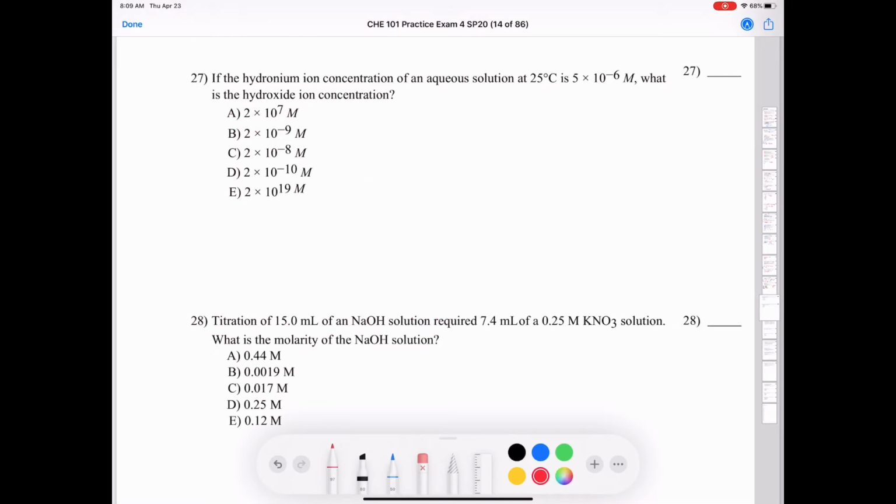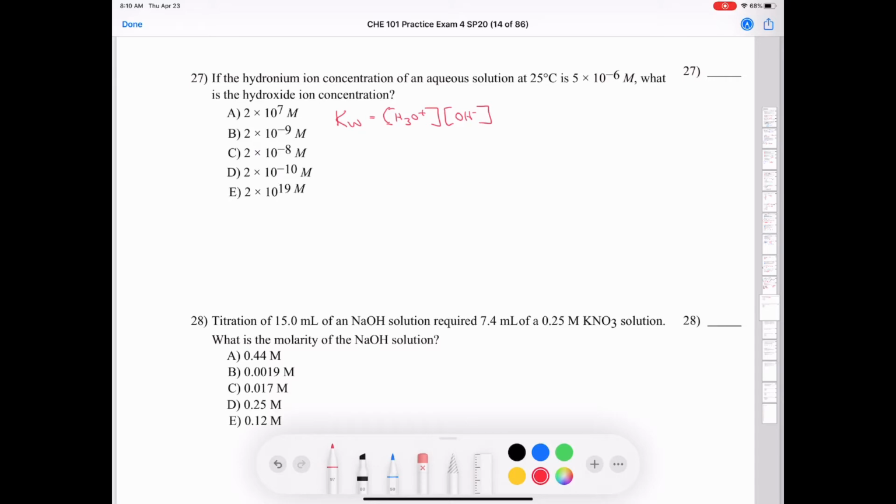Question 27. If the hydronium ion concentration of an aqueous solution at 25 degrees Celsius is 5 times 10 to the minus 6 molar, what is the hydroxide ion concentration? Well, we know our formula: Kw is equal to the concentration of hydronium multiplied by the concentration of hydroxide.